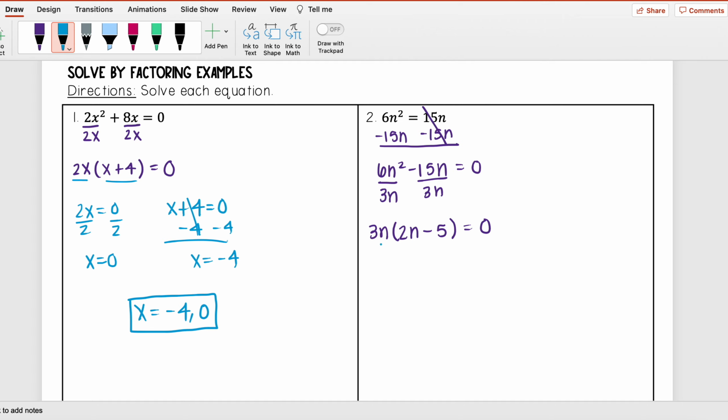And then now I can go ahead and set each of those factors equal to 0. So again, the purpose of this solving by factoring is we want to get to this factored form so that we can go ahead and create those two equations. And I can only do that when it's two factors multiplied together equaling to 0. So I get that my first answer is n equals 0. And so my two answers are n equals 0 and 5/2.